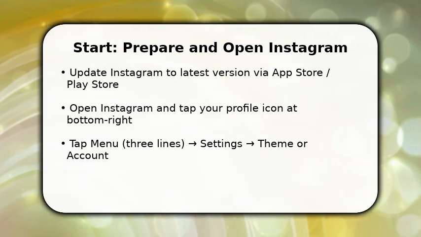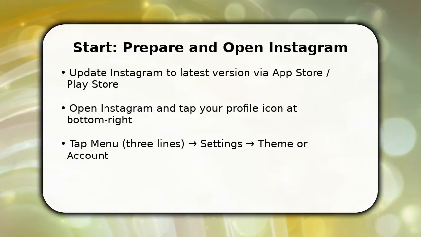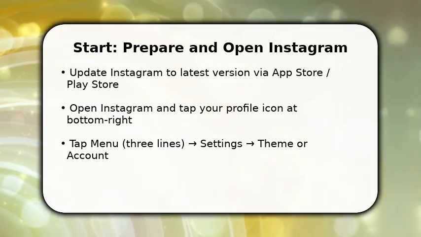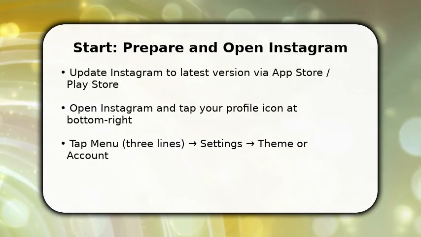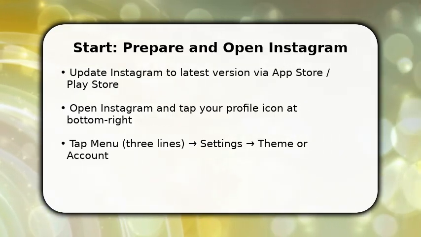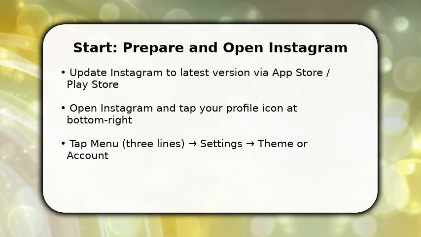Enjoy the video. You start by making sure Instagram is up to date. This avoids missing theme options. Once updated, open the app and tap your profile at the bottom right. From there, tap the three-line menu, then Settings. If you see theme or dark mode options under Settings or Account, that's where you'll switch.